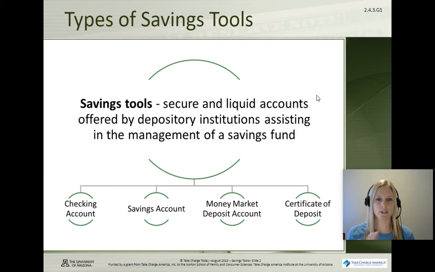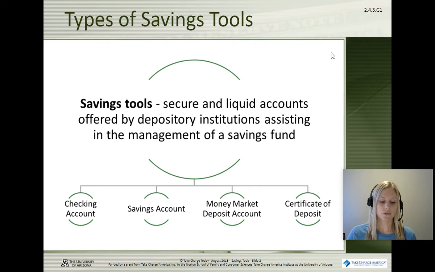So the official definition is here on the screen, and you should see a similar graphic organizer on your note-taking guide. Savings tools are secure and liquid accounts offered by depository institutions assisting in the management of a savings fund. So this is a long definition that just means that they are accounts at your bank that are there to be a secure way to store your money, but also be able to access it.